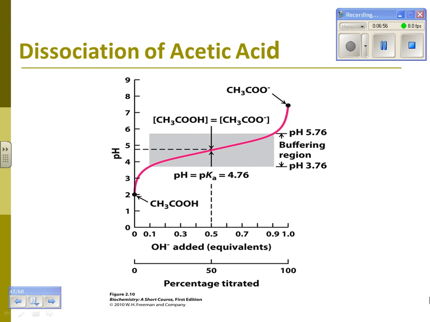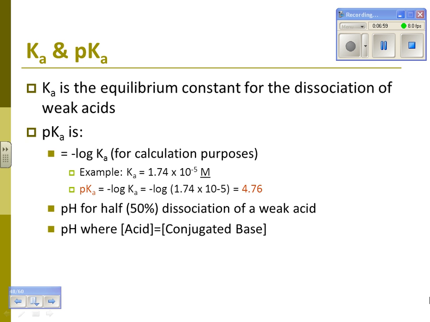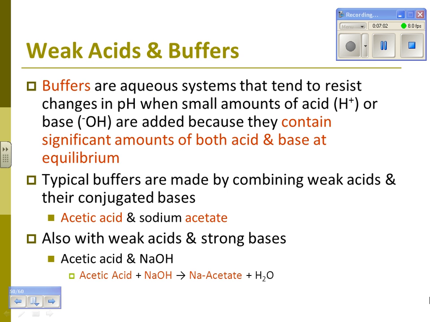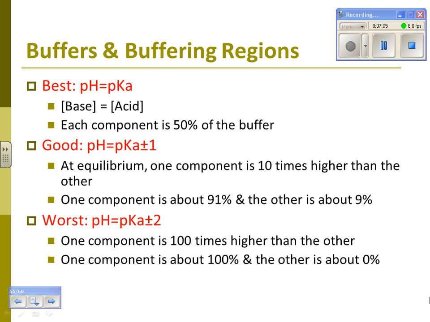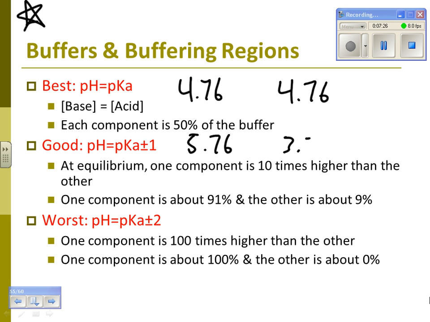The buffering regions are going to be summarized on this slide here, 55. So if the pH is 4.76, you want an acid-base solution, so say an acetic acid acetate solution of 4.76. That's the best. 5.76 or 3.76, those are the good range. Anything else won't really work as far as a buffer goes. It really needs to be within 1 point, ideally, of your original pH that you're trying to keep it at.